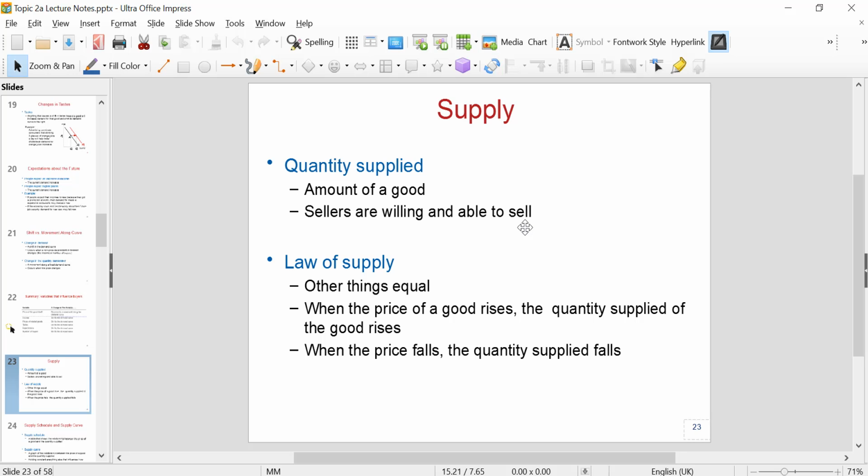Now if you look at the supply curve, you will see that price and quantity are positively related. In other words, as the price increases, the quantity supplied increases. Now let's define, or introduce, the law of supply, I should say. The law of supply says that, other things equal, when the price of a good rises, the quantity supplied of the good rises too, and vice versa. When the price falls, the quantity supplied falls.